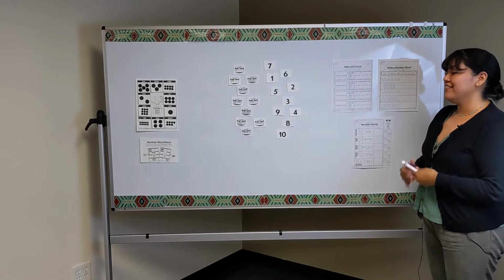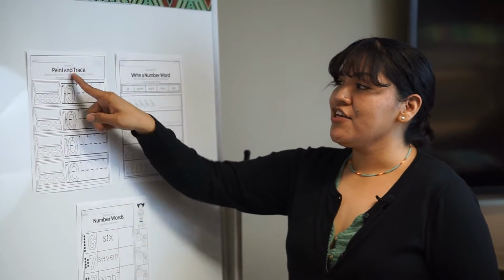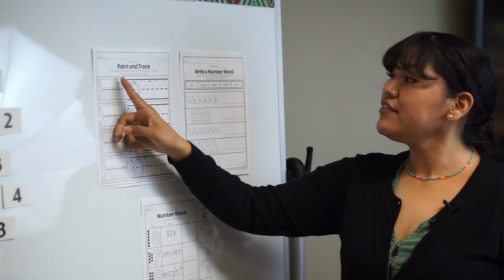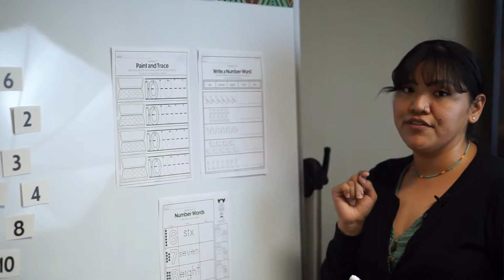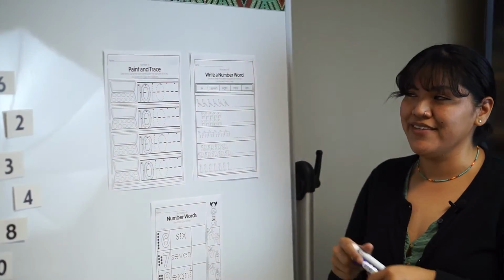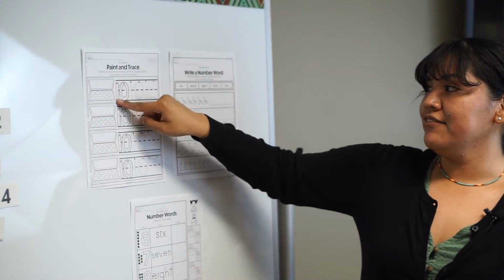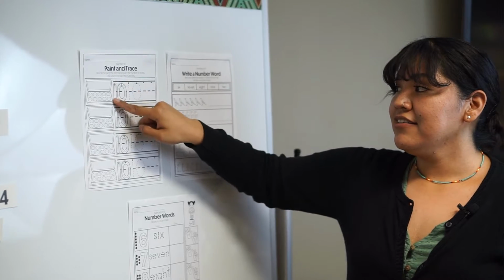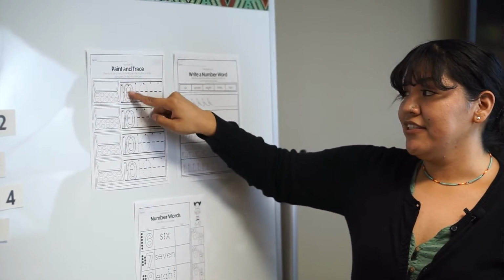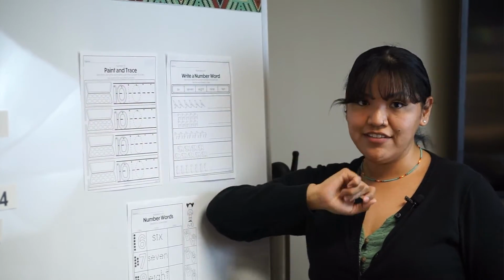All right, so paint and trace. Let's read the directions. Using the dot marker, paint the number of circles. Use a pencil to trace the numbers. All right, we know how this worksheet goes, right? Yeah, so let's get our dot marker and we're gonna dot, what's the number on the worksheet? 10. So we're gonna fill in the dots. We're gonna fill in 10 dots.